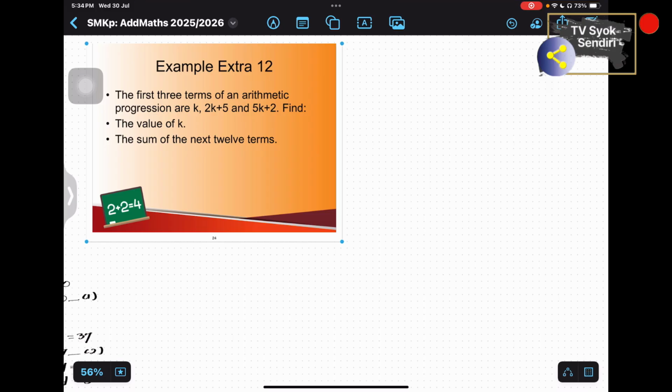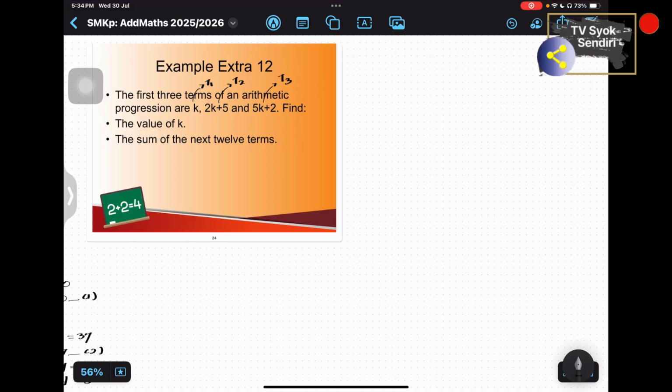Okay, so now we're done with the zooming. So now let's do it. The question says the first 3 terms of the arithmetic progression are k, 2k plus 5, and 5k plus 2. Yeah, the first 3 terms, so this is your first term, this is your second term, and this one is your third term. Find the value of k.